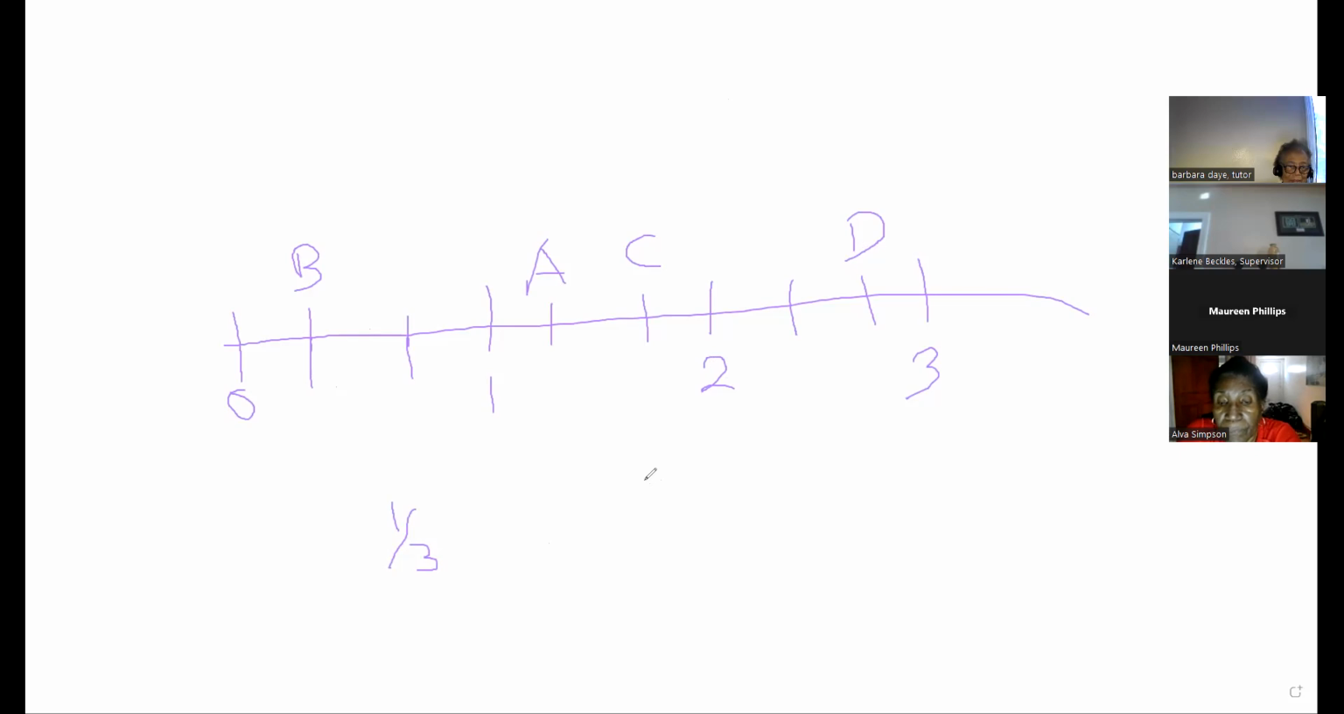Now, since you know that, Alva, you can tell me what is the value of B? Between 0 and 1. No negatives on here. These are all positive. Between 0 and 1, I have a B here. What would you give me as the value of B? 1/3. That's it. Excellent.